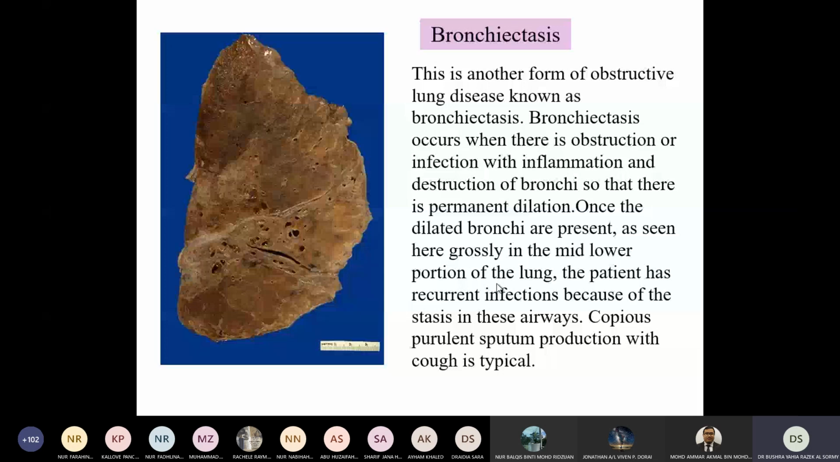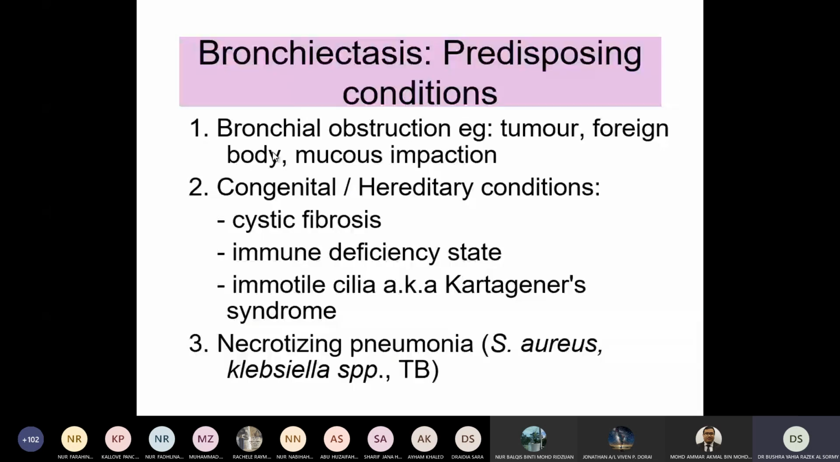So, what are the predisposing conditions? We have bronchial obstruction due to tumor, foreign body, or mucus impaction; congenital or hereditary conditions like cystic fibrosis, immune deficiency states, immotile cilia, Kartagener syndrome. Cilia are very important for removal of foreign bodies. So if there are immotile cilia, any infection can be trapped and become persistent. Also necrotizing pneumonia, Staph aureus and Klebsiella, and TB.